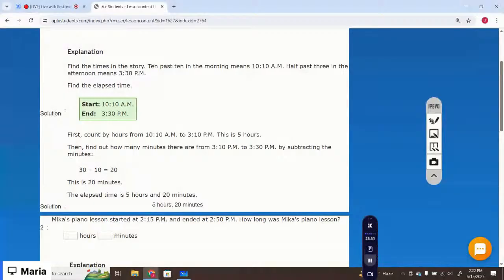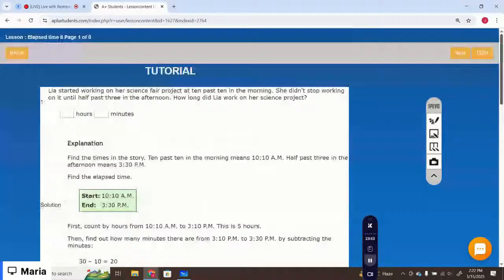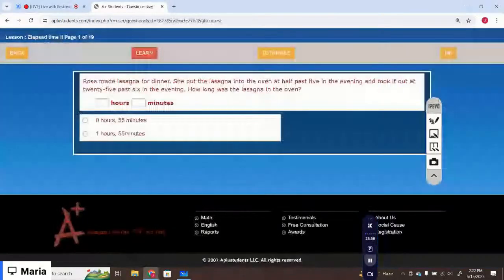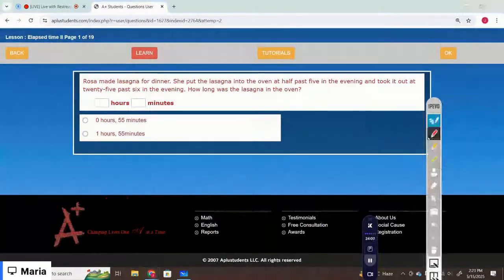Okay, let's just start with the next question. Rosa made lasagna for dinner. She put the lasagna into the oven at 5:30 in the evening and took it out at 6:25 in the evening. How long was the lasagna in the oven?